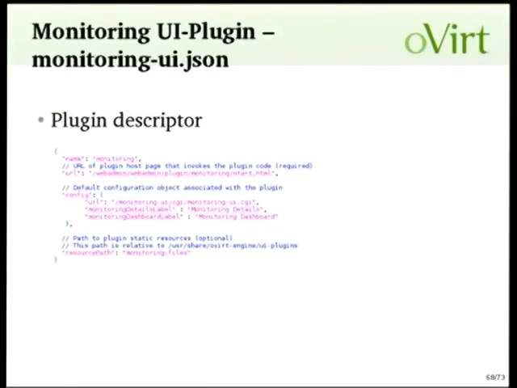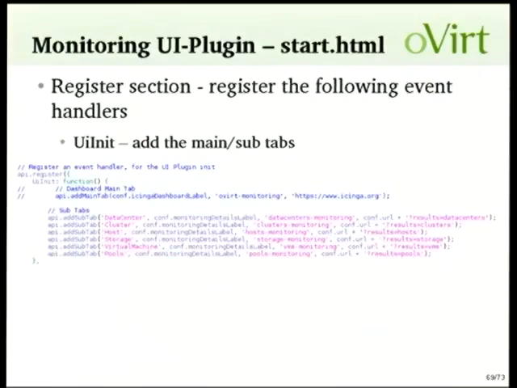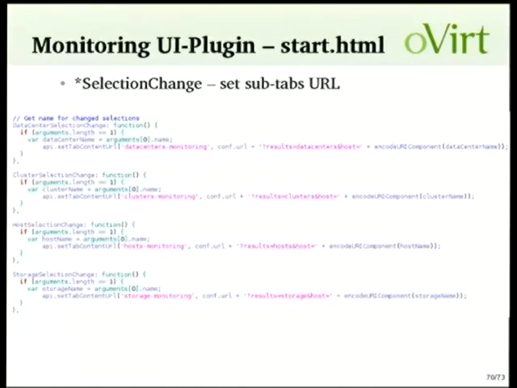I know it's not that big, sorry, but the plugin descriptor is the same as seen in the example before. We have a URL and a name, and config options. And in the config options, I have the location of the CGI files, as I used Perl for it. For the actual code, this is api.addSubTab. I'm adding the subtabs for data centers, clusters, hosts, storage domains, and so on. And I'm sending a GET variable to the CGI scripts so that the scripts are aware of what type of result should be displayed. If you select another data center or another host, it's done with the dataCenterSelectionChange option, for example, which passes the name of the new data center to the CGIs.